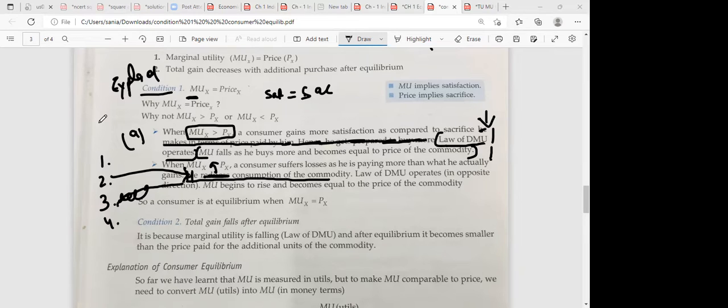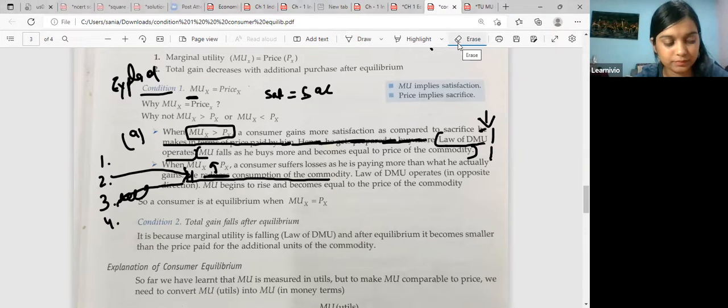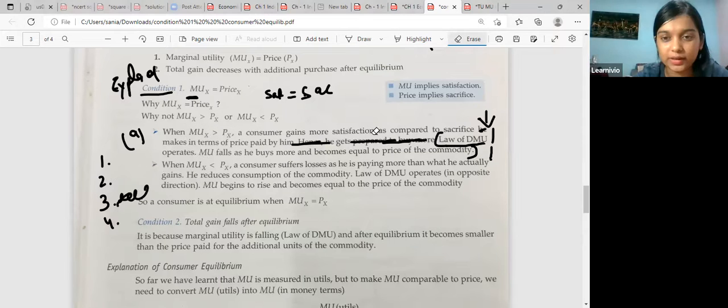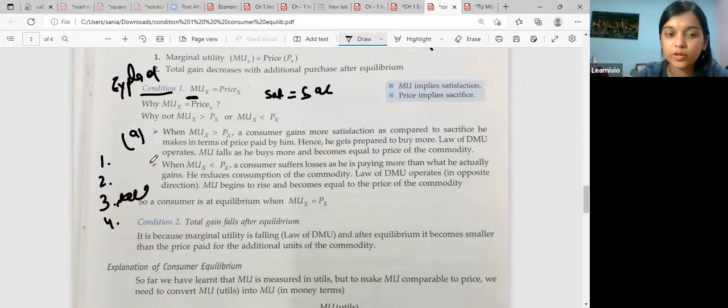Done, ma'am. Yeah, teacher, I'm done. First point, right? Now the B point. For the B point, you will write this, the box.